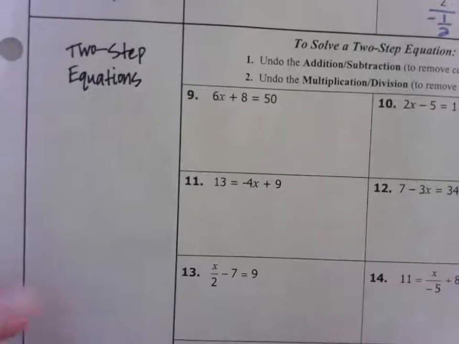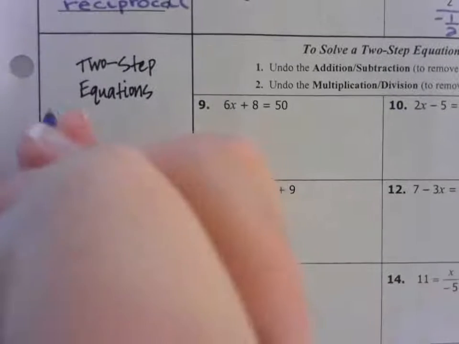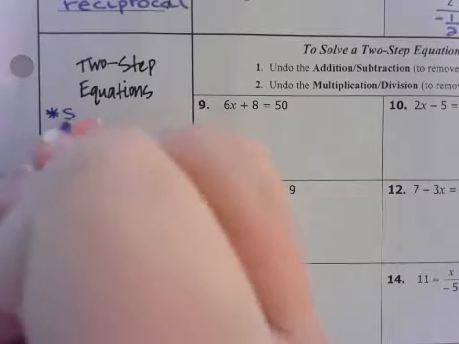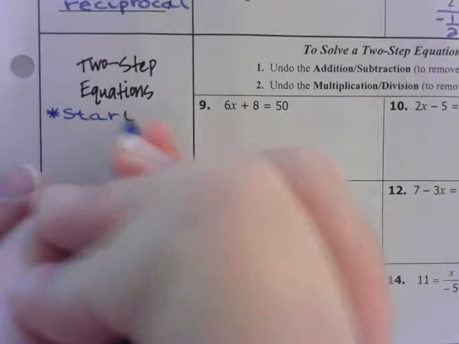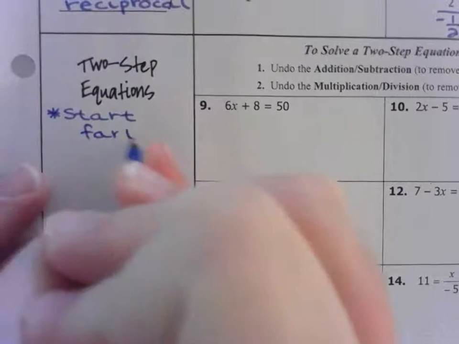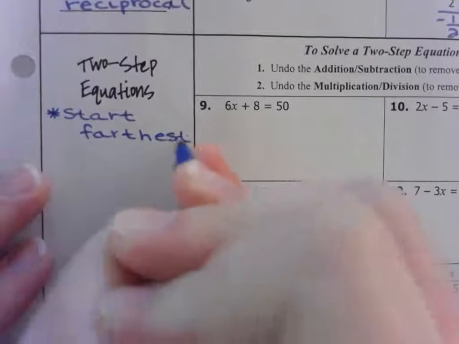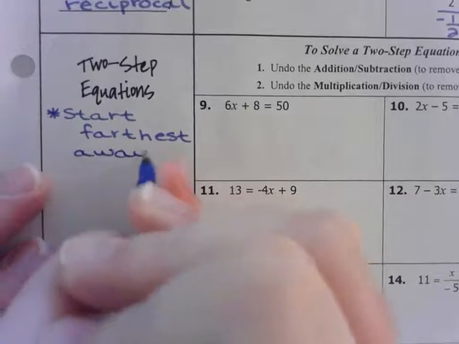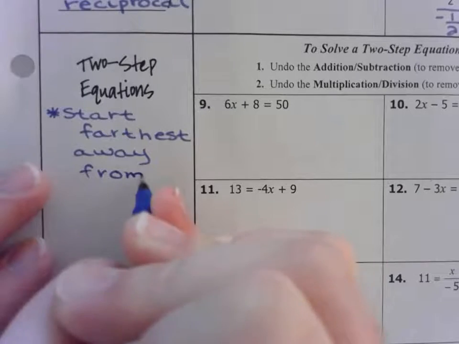Okay, so as I look at two-step equations, what you have to remember first is you start furthest away from the variable.